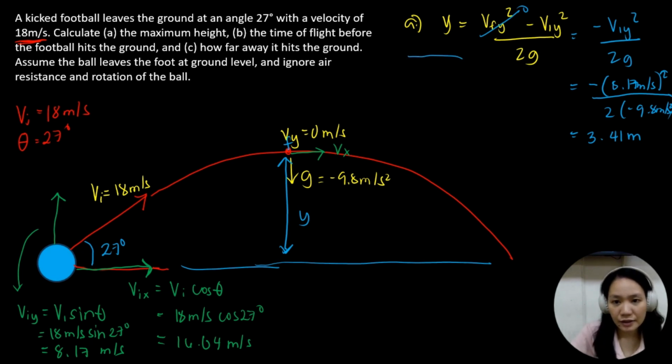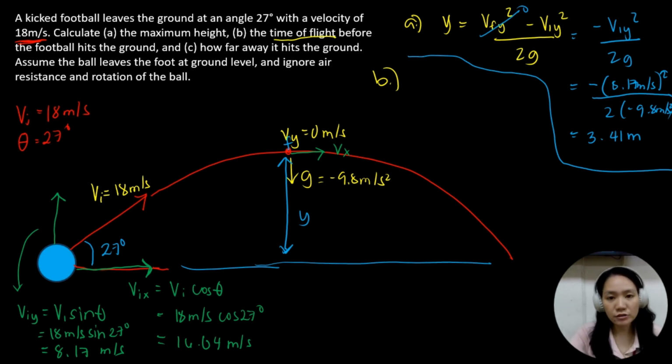Okay, how about letter B? What is asked in letter B? It's asking for the time of flight before the football hits the ground. So it would be beneficial for us to evaluate the time going up first and then find the time going down later on. Why? Because we note the following values.